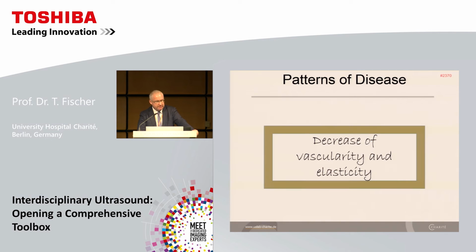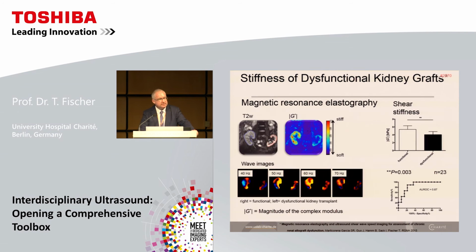Next patterns of disease, decrease of vascularity and elasticity. That's a very special study because we have here kidney graft recipients, and surprisingly we have a kidney graft with good graft function here and a kidney graft that is dysfunctional. And it's really interesting that we can measure in the MR evaluation a higher stiffness in the case of good graft function. So firstly, we are wondering why, what is the reason?